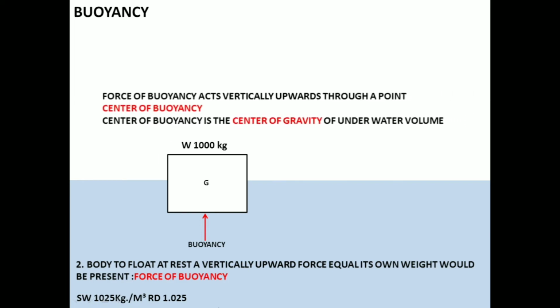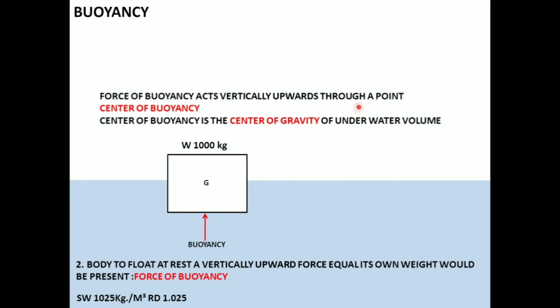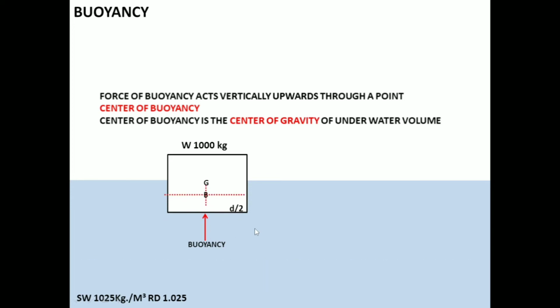The force of buoyancy acts vertically upwards through a point which we call center of buoyancy. And center of buoyancy is the center of gravity of underwater volume. So in this particular case, when you look at it as a homogeneous box here, it will be right in the geometrical center of underwater volume. So that will be half the draft, whatever we have achieved. Now this submerged portion is the one which is giving me the buoyancy.